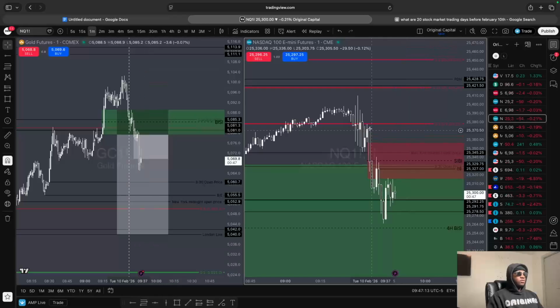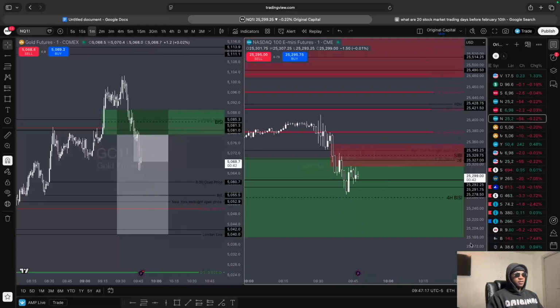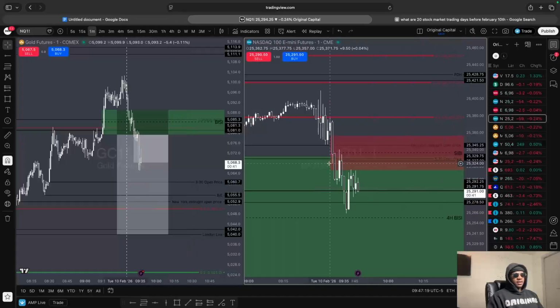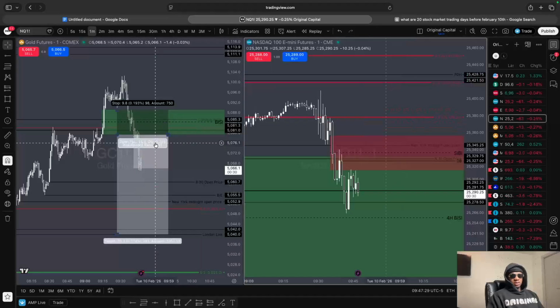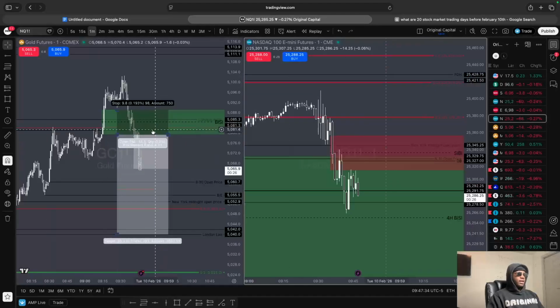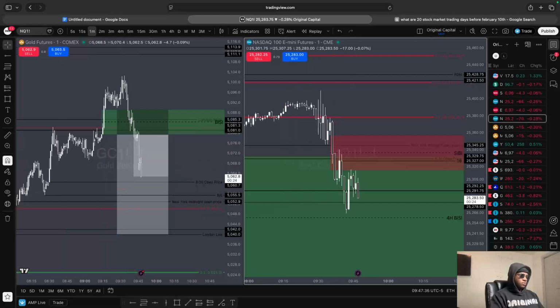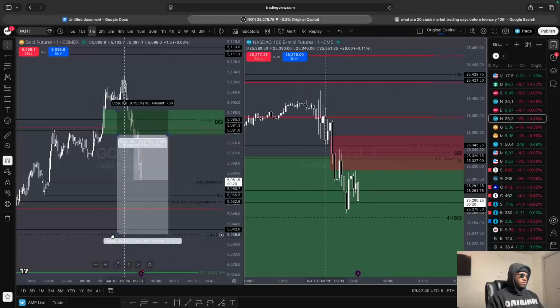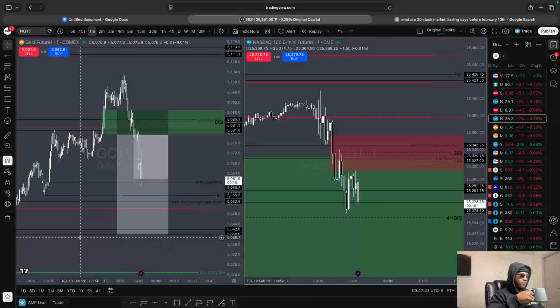For NQ, I definitely see it. Probably if we don't go down any further, I definitely see it having an inversion of it during the 950 to 1010 macro, targeting these relative equal highs up here. But I definitely like this gold short. I'm gonna go break even if it hits this 5,055.5.